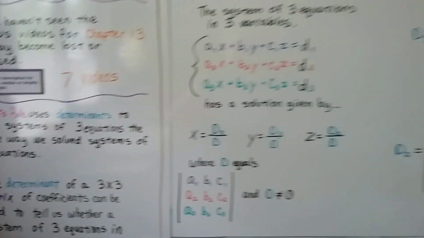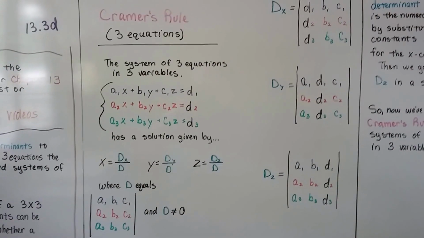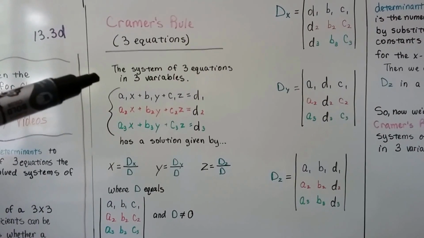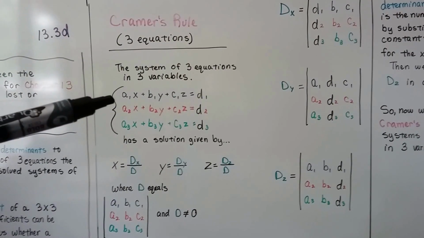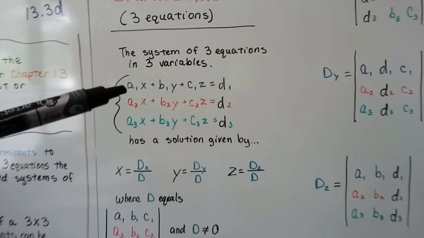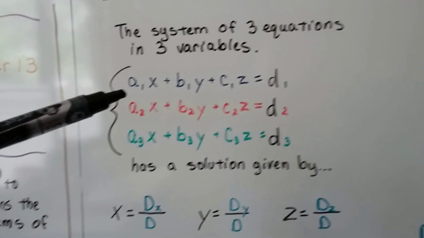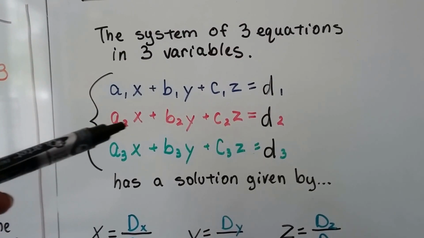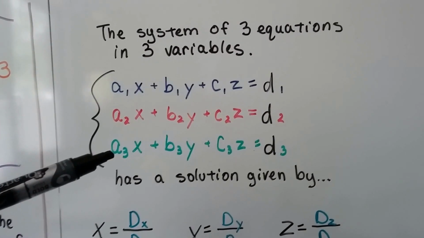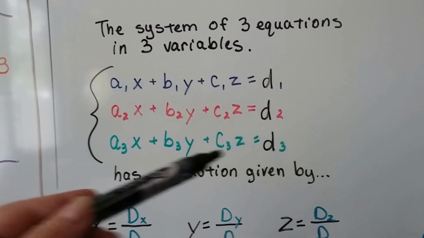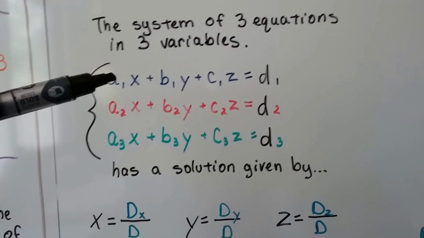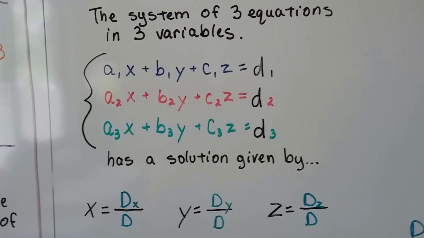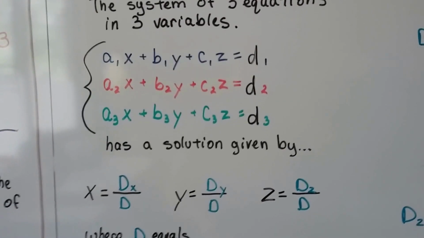So here's Cramer's rule. It's kind of big because we've got 3 equations here. In the system of 3 equations and 3 variables, you can see our blue one is marked with sub 1, and our red one is sub 2 because that's our second equation, and then this green one is sub 3, and that's our third equation. So the first one is blue, the second one is red, the third one is green, and hopefully that's going to help us tell them apart.